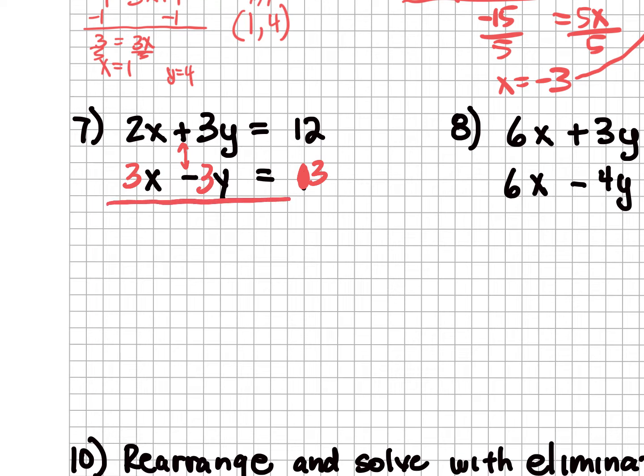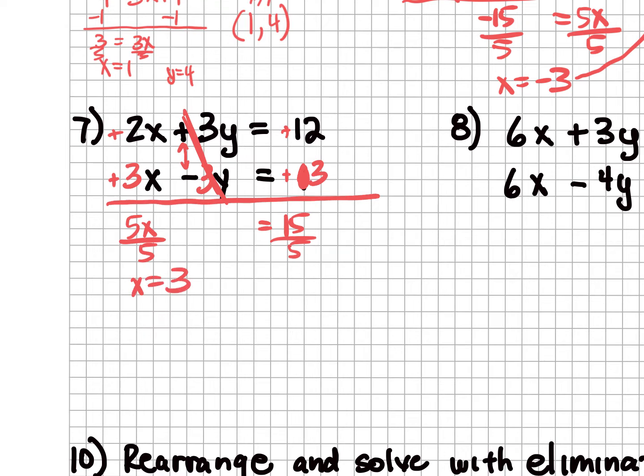And I'm going to do exactly what the signs say. This is positive, so that's 5x. Positive 3y and negative 3y get rid of each other. Positive 12 and positive 3 equals 15. Divide by 5, x equals 3.